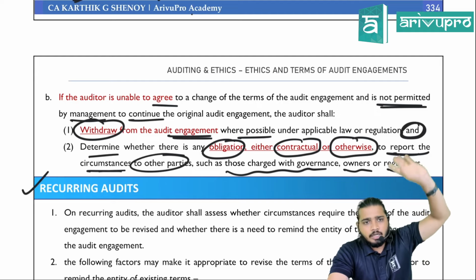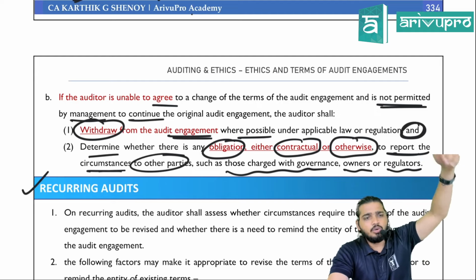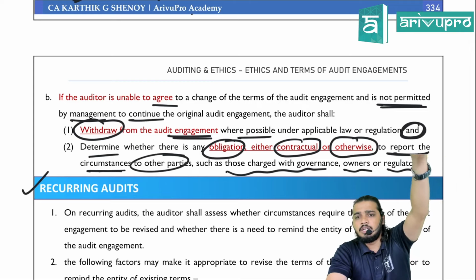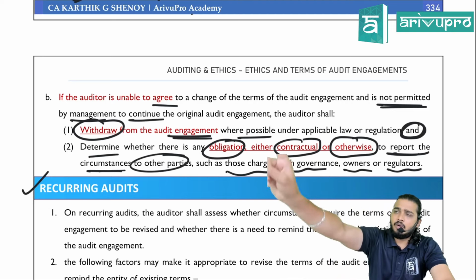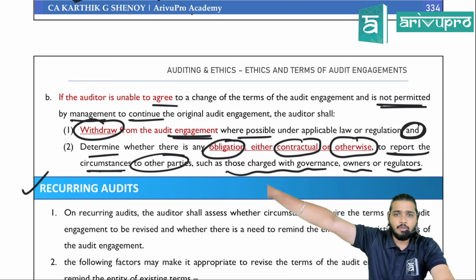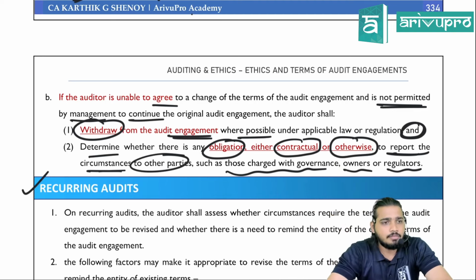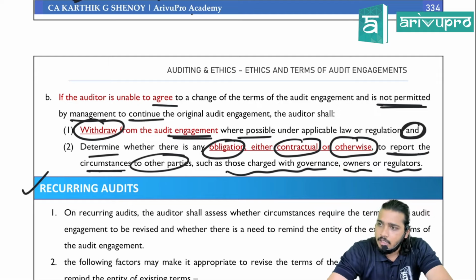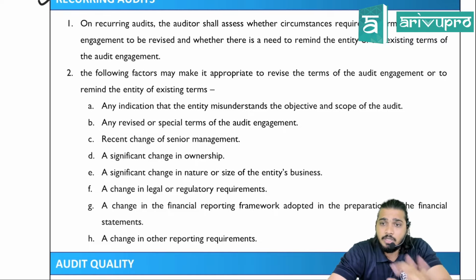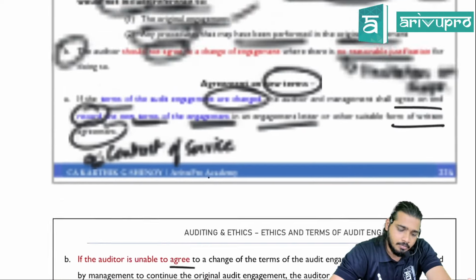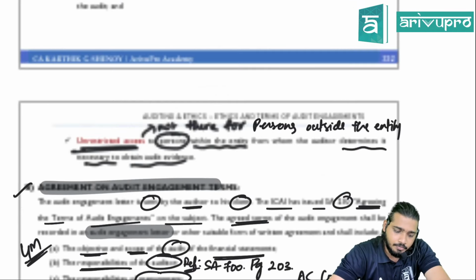Understood? So go and tell these TCWG, owners or even regulators. Regulators means SEBI, RBI, ROC, all these people. Tell them I am withdrawing because of these things. Now they will know what is happening, and they will take action. Got it? Now we will put up a chart. Then we will go to recurring audits. Once recurring audits is done, SA 210 is done. Give the heading SA 210.